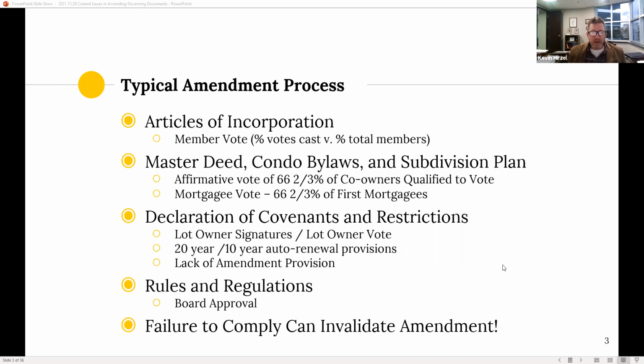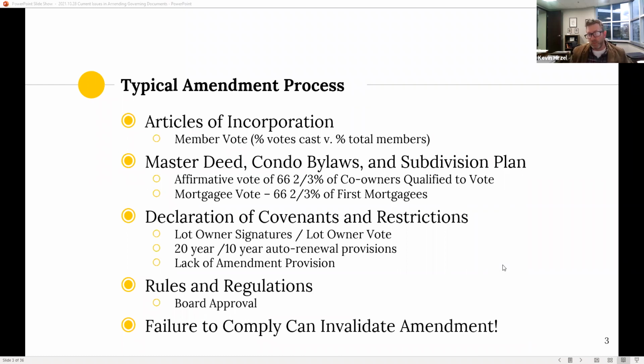The master deed, condo bylaws, and subdivision plan. If you're in a condominium, these are the governing documents regarding the thing that is the condominium, the thing that exists. The subdivision plan is almost never amended unless you're altering what a unit looks like or how limited common elements are allocated. The subdivision plan is almost always left alone because once the condominium is formed, that's the way it exists, and we generally don't want to touch it.